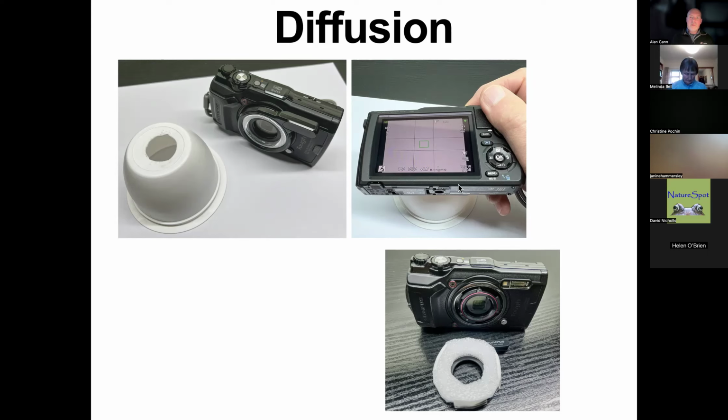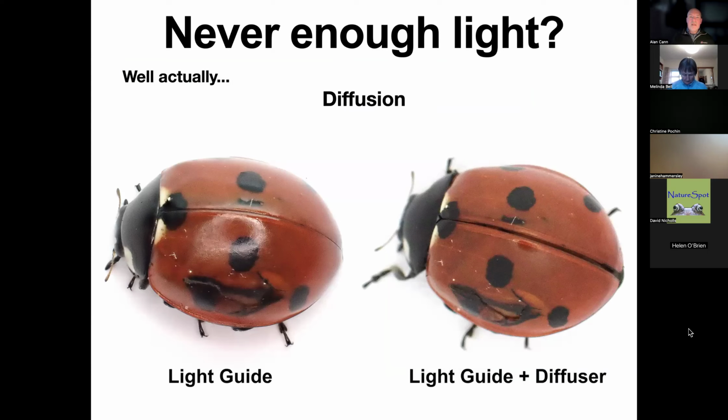And it's a bit cumbersome if something is moving. So just stick a piece of plastic foam onto the front of the light guide and then put that on the camera. And it produces this much softer image. And so diffusion is a really important idea in macro photography. And this is really where some of the big advances have come in recent years.